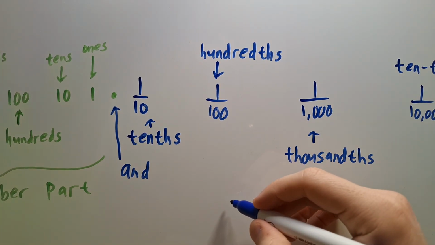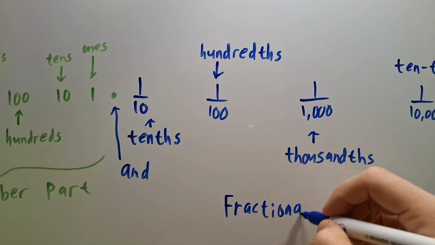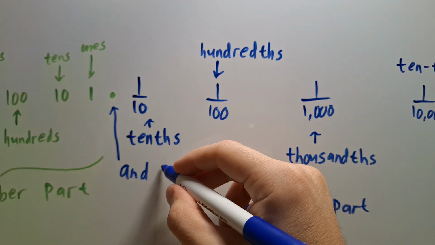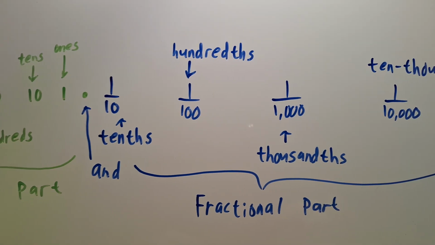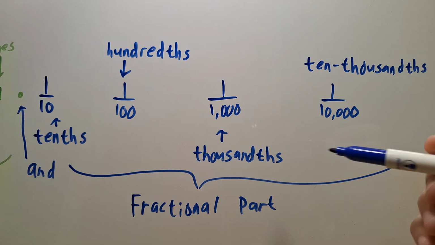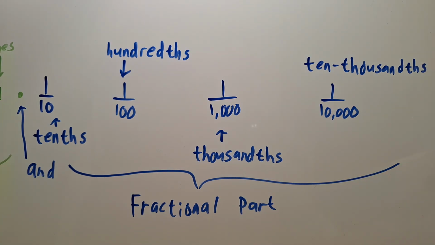All of these represent the fractional part. All of this. When it comes to rounding to specific decimal place values, which will be another video later on, we'll talk about how we round to specific numbers in terms of specificity, like how specific we want a number to be when we're rounding off a number.